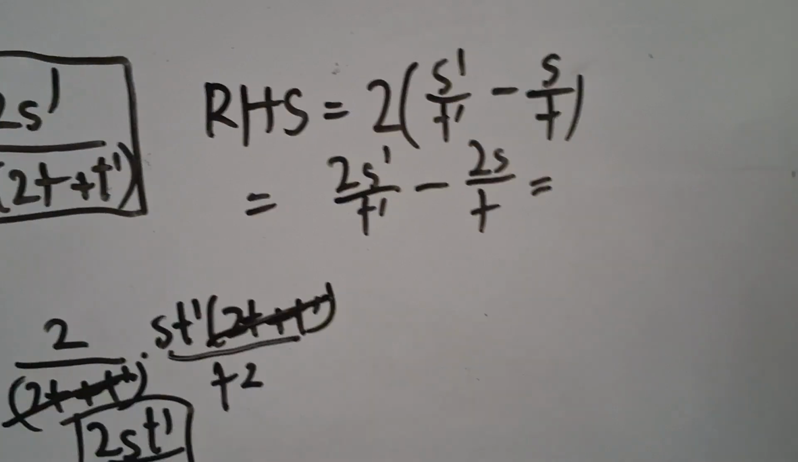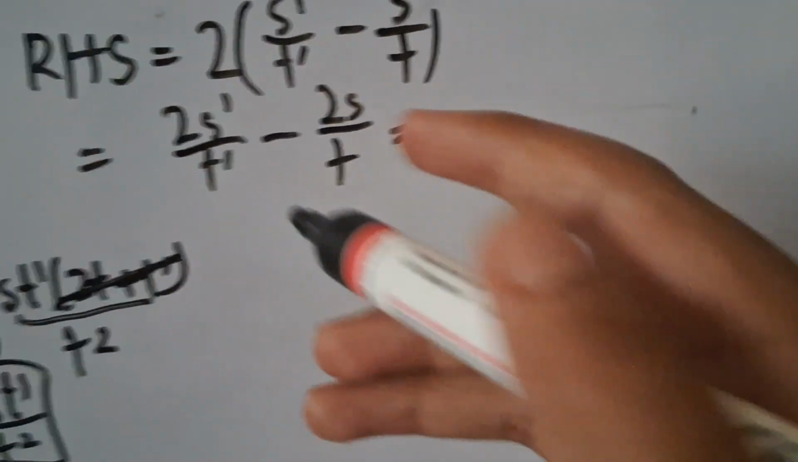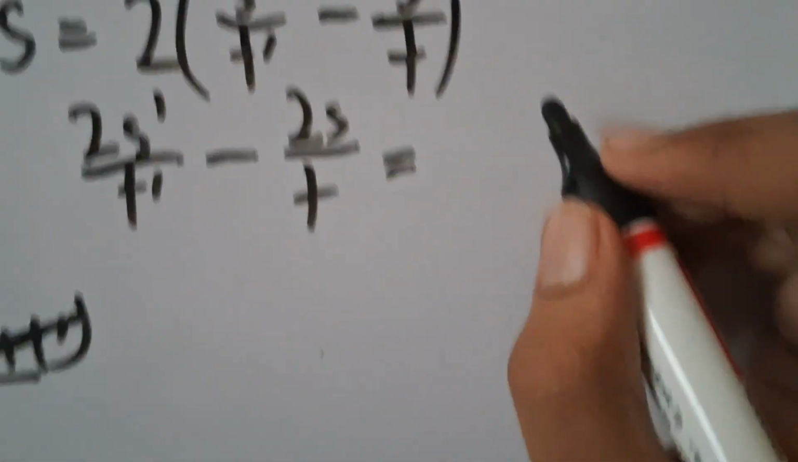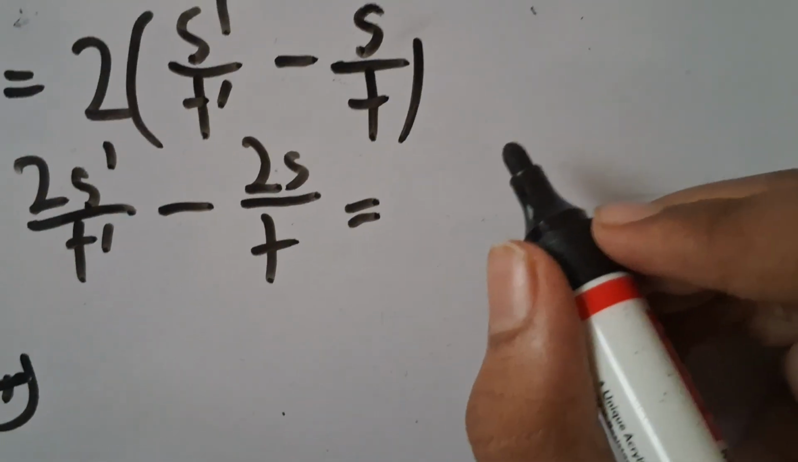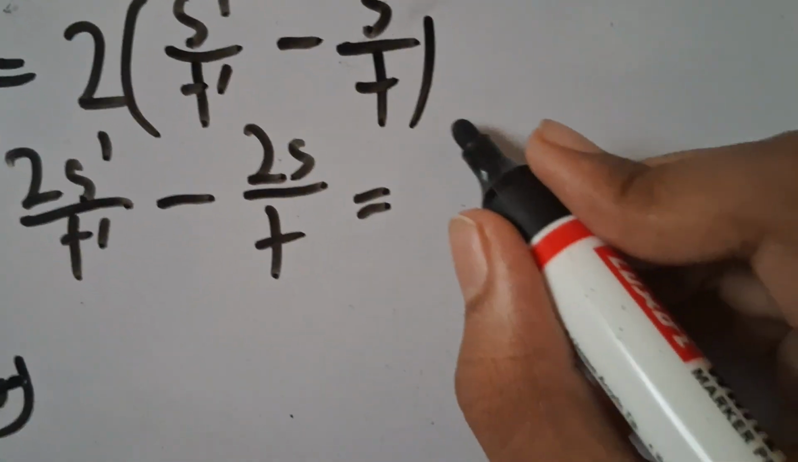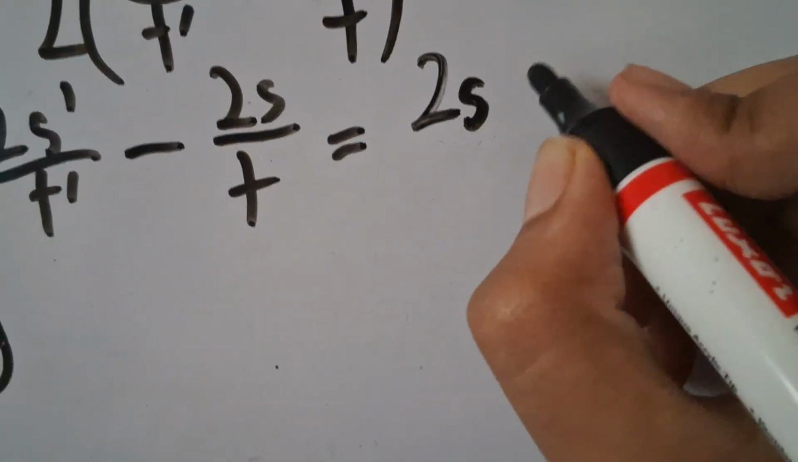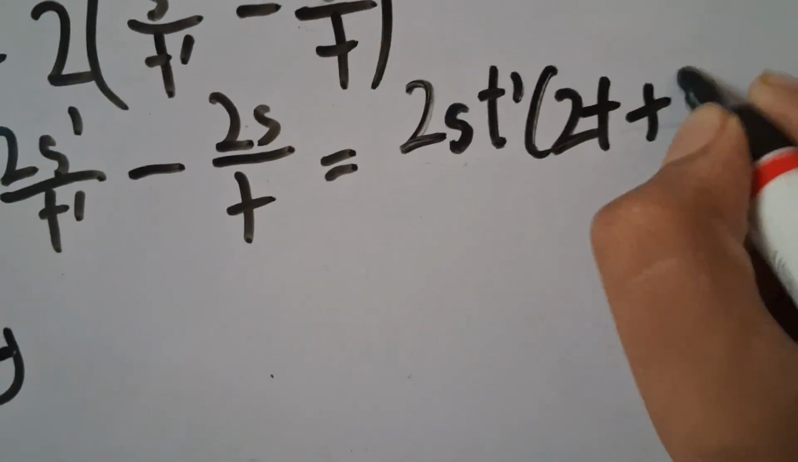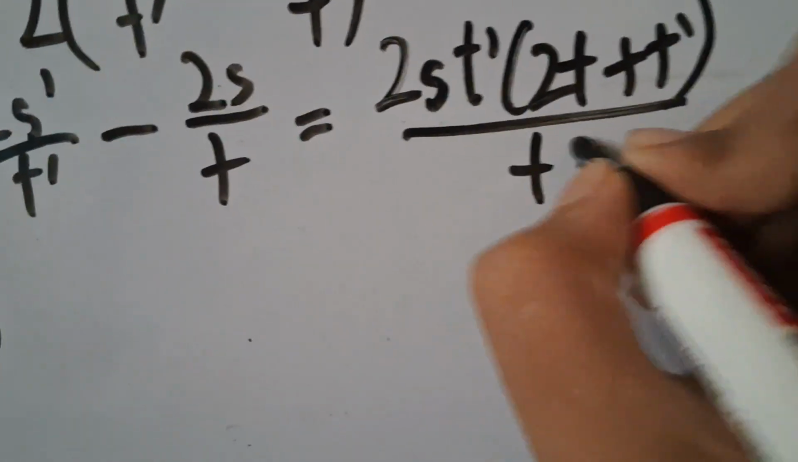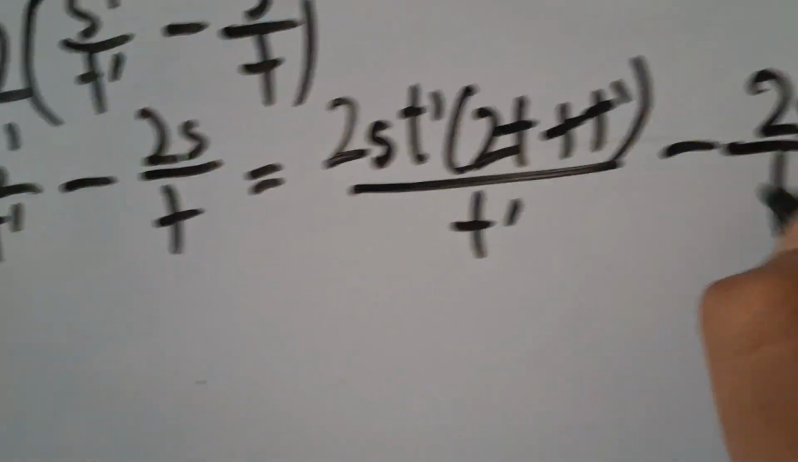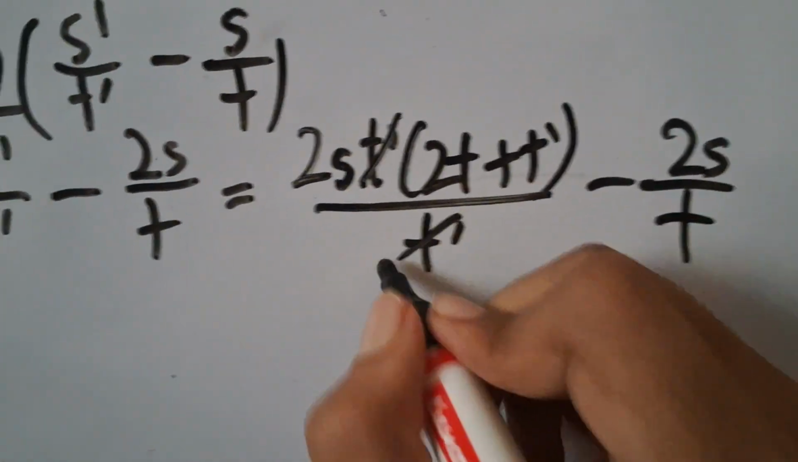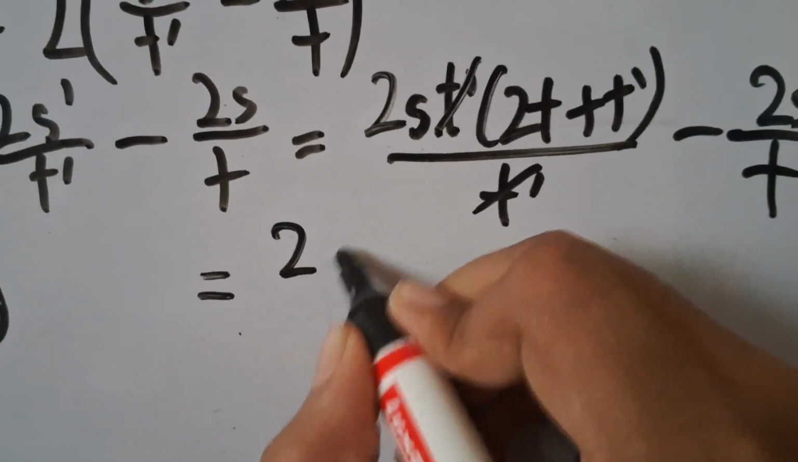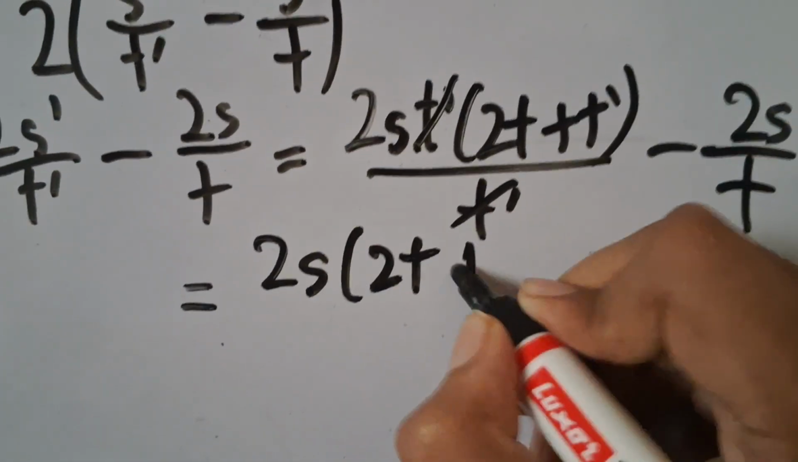Again, did we miss something? Of course, we've missed the s dash trick. 2s dash, wait. 2s t dash, 2t plus t dash by t dash minus 2s by t. So the t dash cancel, we get 2s into 2t plus t dash.